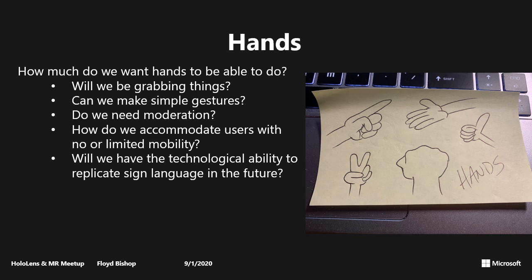And maybe in the future, we'll have the technological ability to replicate sign language. Hand tracking is getting very, very good. HoloLens 2 has some great hand tracking. I can foresee a time where sign language could be something that we see in virtual reality. It's not quite there yet, but it's amazing how far the technology has come in the last few years.